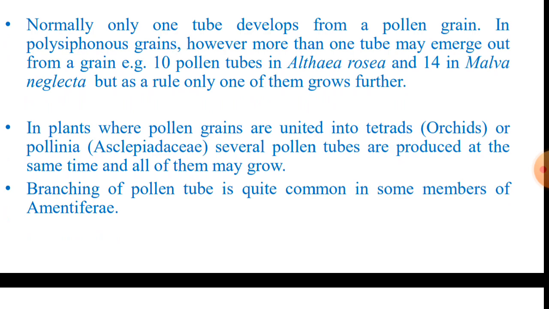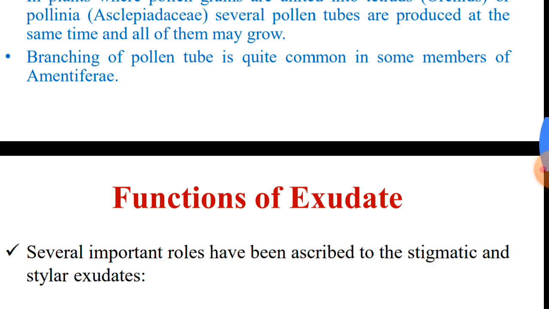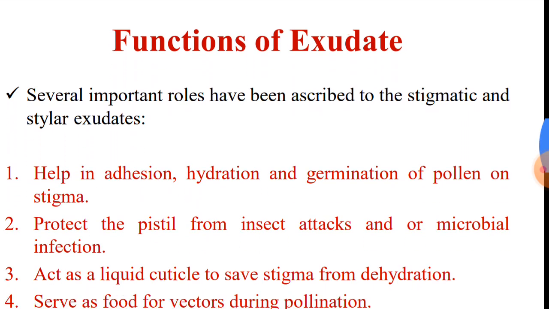In plants where pollen grains are united into tetrads, for example orchids, or pollinia, that is, pollinia are found in members of family Asclepiadaceae, several pollen tubes are produced at the same time and all of them may grow. Branching of pollen tube is quite common in some members of Amentiferae.